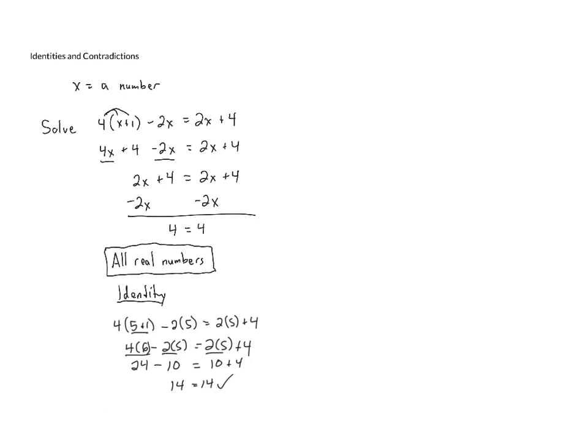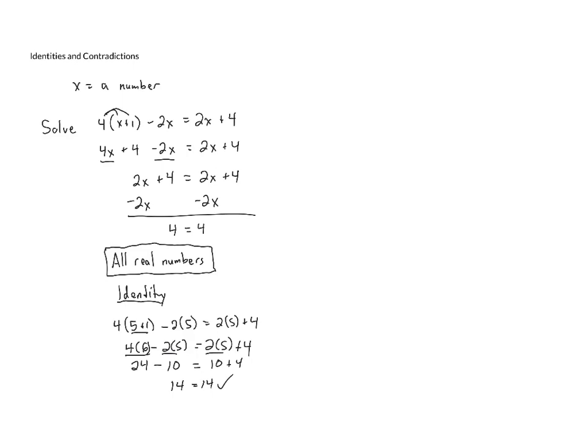It checks out. You could pick a different number. You could pick 4, you could pick 0, you could pick 1,000 if you wanted to, and it's always going to work. That's why we say the answer is all real numbers. Whenever we have a true equation, like 4 equals 4, or 3 equals 3, or 0 equals 0, or -8 equals -8, we're going to say the solution is all real numbers.